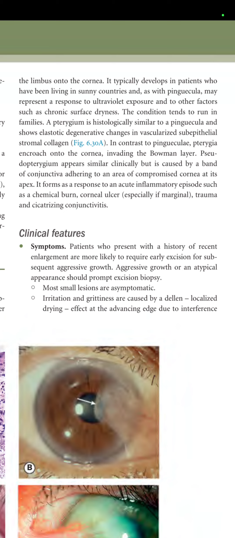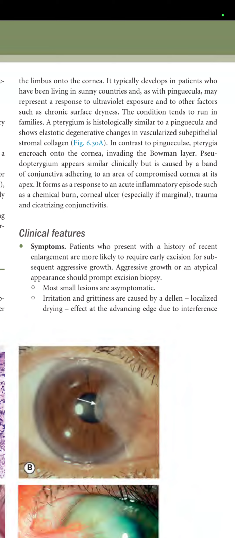So pseudopterygium appears similar clinically but is caused by a band of conjunctiva adherent to an area of compromised cornea as its apex. It forms as a response to an acute inflammatory episode such as chemical burn, corneal ulcers, especially marginal trauma and cicatricial conjunctivitis.